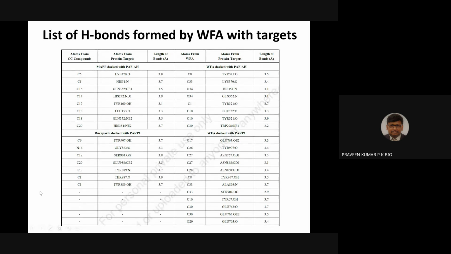So how do we analyze these kinds of results? We didn't discuss it in detail yesterday. Today we'll be discussing how we can get this kind of data after docking.